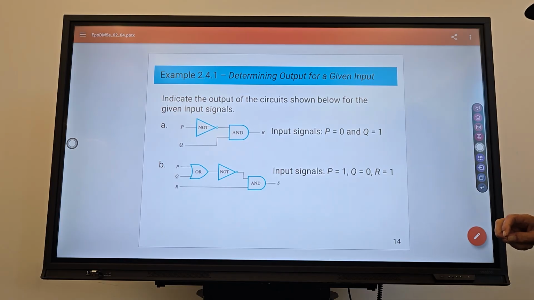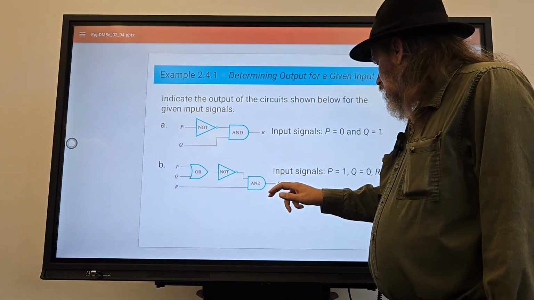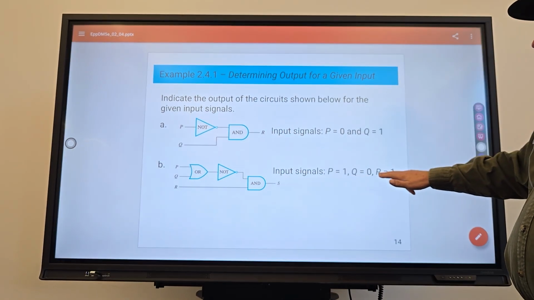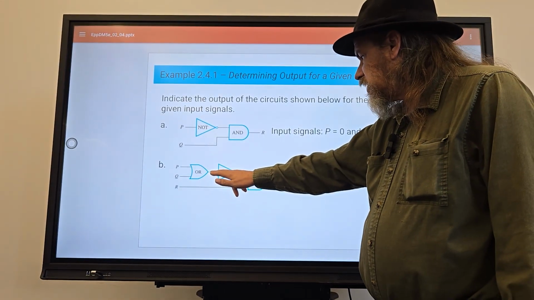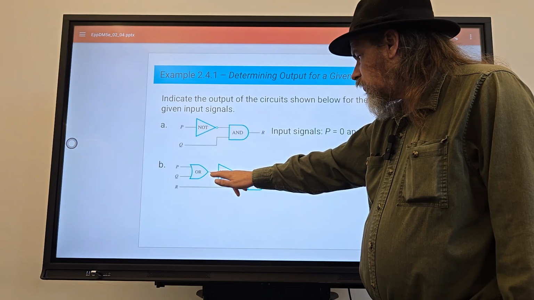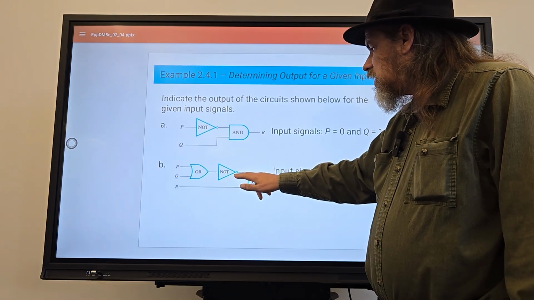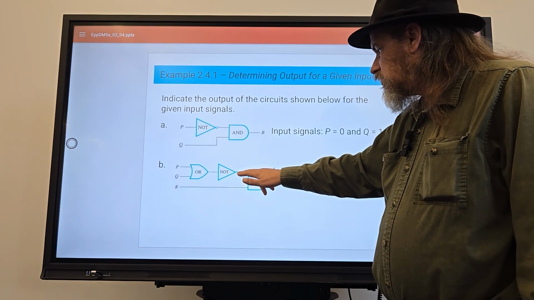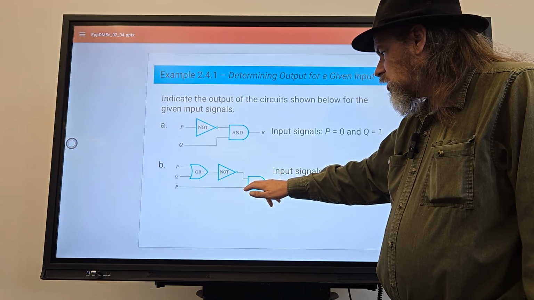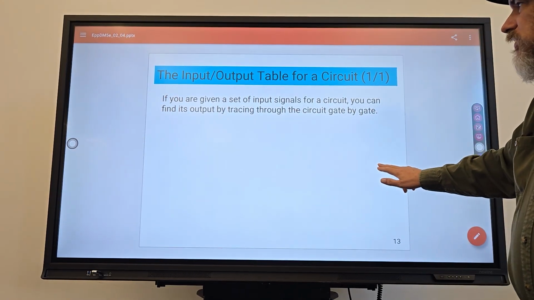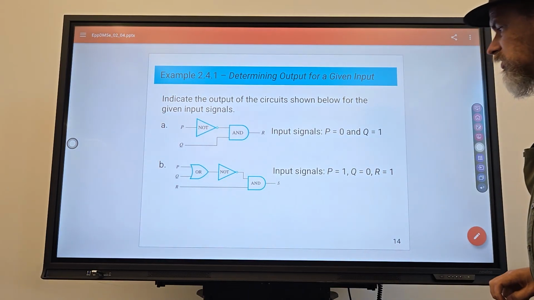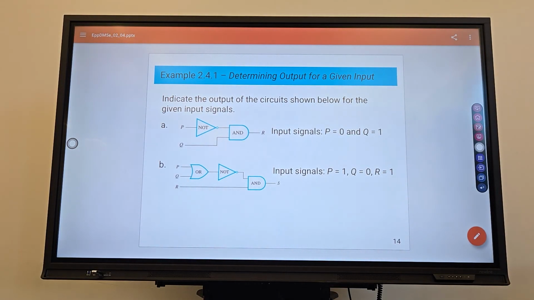Here you have 3 gates. If P is 1 and Q is 0, then the OR gate would result in a 1. And then the NOT would invert it to a 0. ANDed with R being equal to 1, the result S would be 0, because 0 ANDed with 1 is 0.